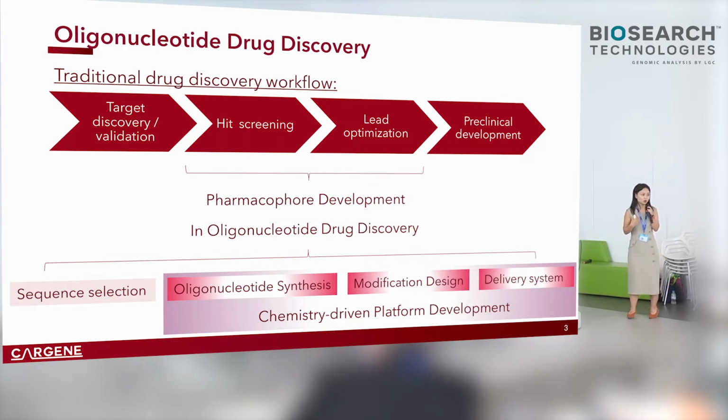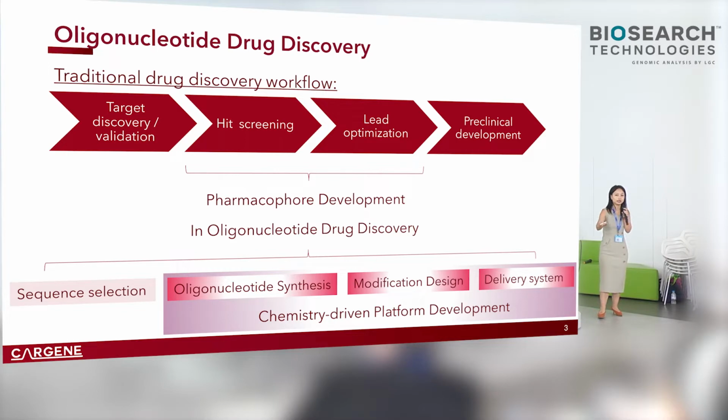And then comes the question of whether you will be able to do the oligonucleotide synthesis, generating the chemical matter. Then how are you going to modify it to achieve the optimum effect? And finally, do you have a good delivery system to be able to deliver your big molecule into the cell? Looking at these 4 components, 3 of them are chemistry-driven platform development, and I'm going to focus on these 3 parts, combining all the information you have received from the LGC speakers.